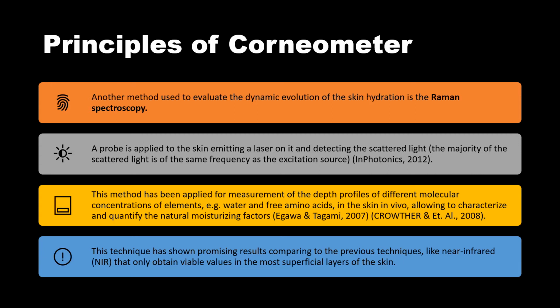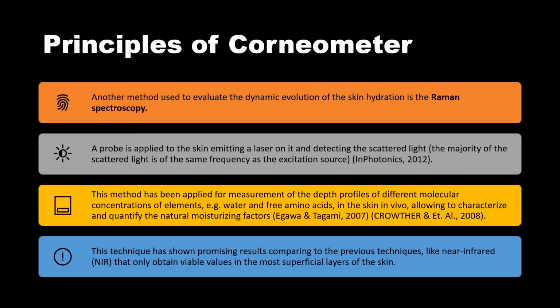Now, another technique employed for the measurement of hydration is Raman spectroscopy, whereby also a probe is applied to the skin, emitting a laser on it and detecting the scattered light. This method is also applied for the measurement of depth profiles of different molecular concentrations of elements like water and free amino acids in the skin, in vivo, allowing us to characterize and quantify the natural moisturizing factor. This technique has shown promising results compared to previous techniques like near infrared radiation, which only obtain viable values in the most superficial layers of the skin.